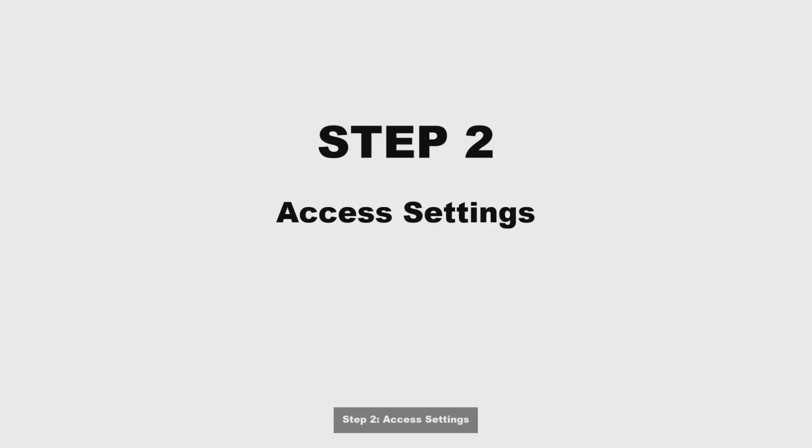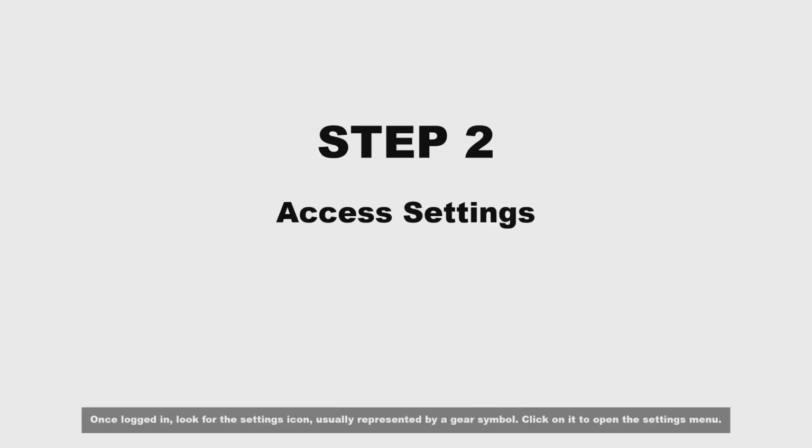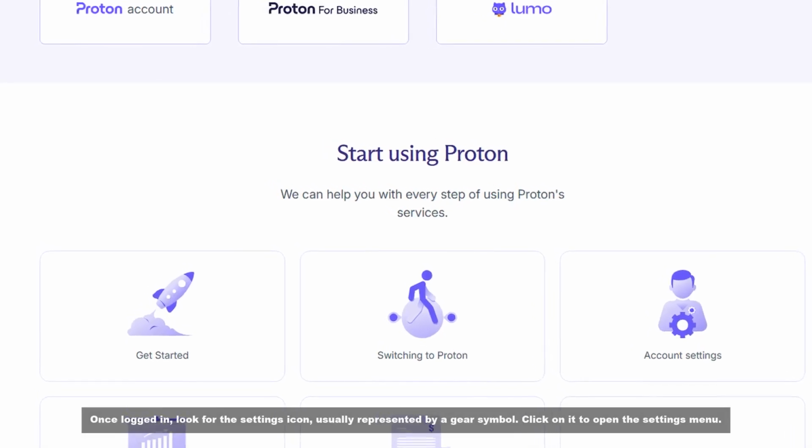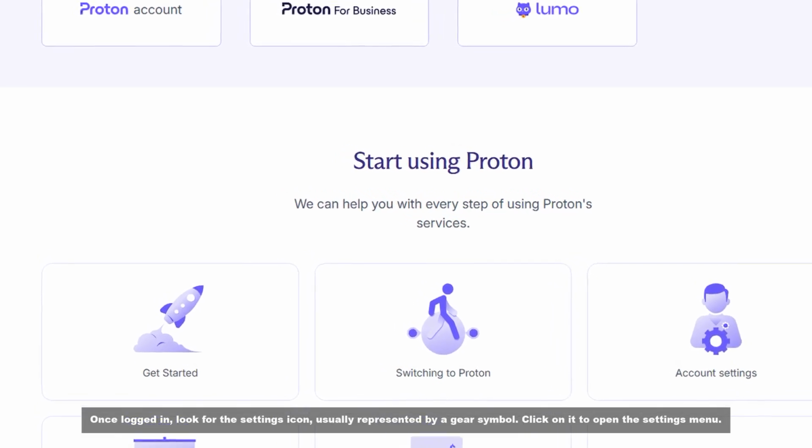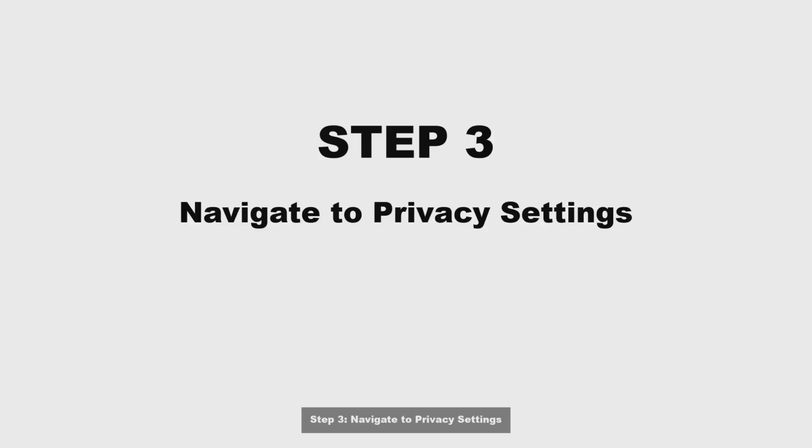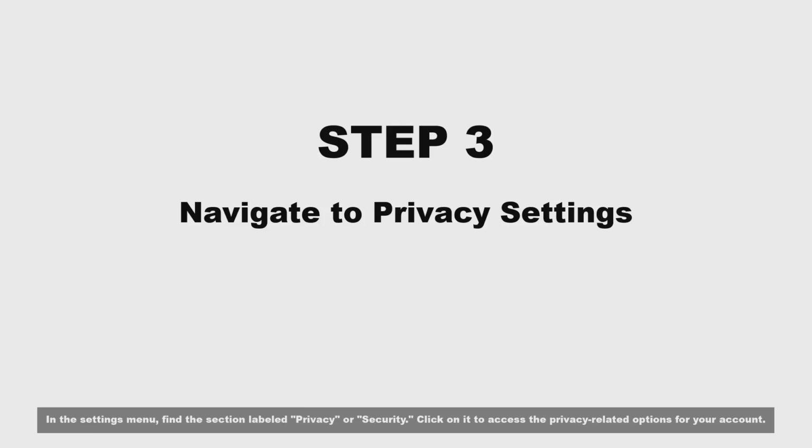Step 2. Access settings. Once logged in, look for the settings icon, usually represented by a gear symbol. Click on it to open the settings menu. Step 3. Navigate to privacy settings. In the settings menu, find the section labeled privacy or security. Click on it to access the privacy-related options for your account.